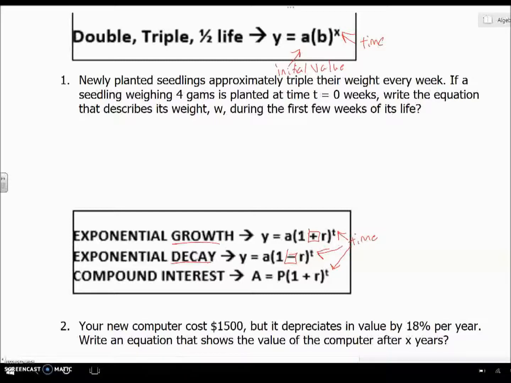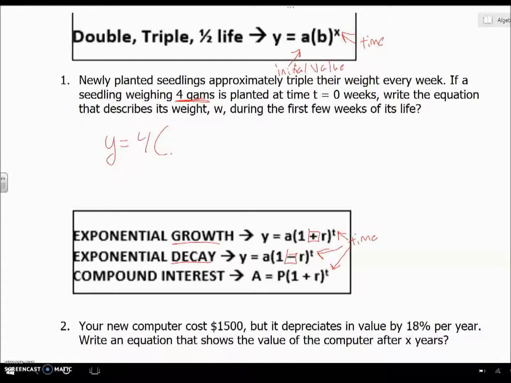I know that my equation is going to start off with y equals my initial value. When I look at this word problem, it says that the seedling is planted at 4 grams. That means 4 is my initial value. So I'm going to have y equals 4 times my common ratio. If you remember when we were talking about these problems, I know it's double, triple, or half-life. That means I'm looking for triples, doubles, times 3, something that's telling you it's double, tripling, or half-life.